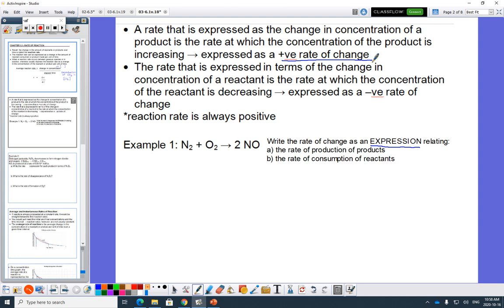So logically, you would know, again, don't push out of your brain things you already know. If you're doing a reaction, is the product going to increase over time? Of course it is. A reaction makes products, right? So it's going to have a positive rate of change. And then if you have a reactant, that concentration is going to decrease. So you're going to get a negative rate of change.